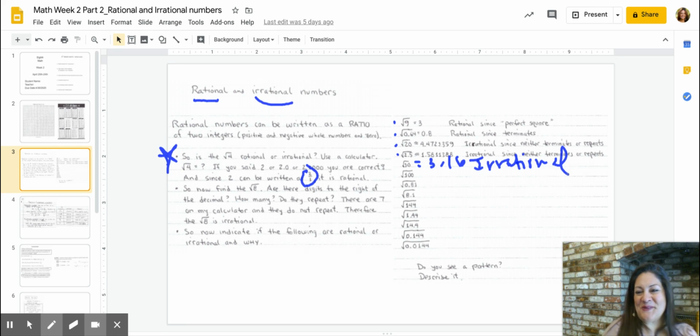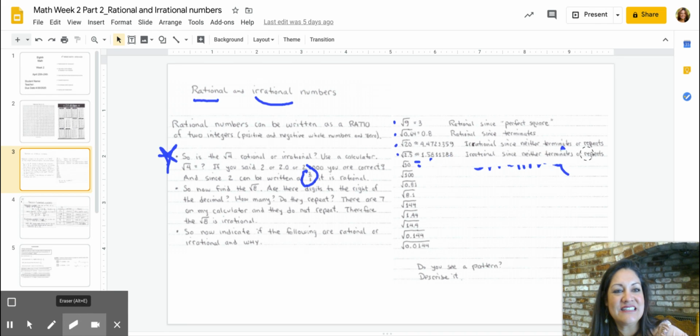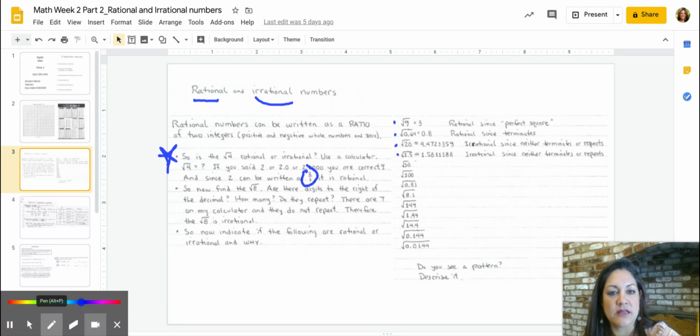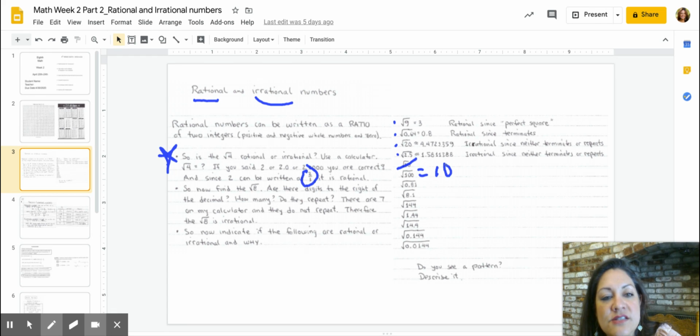That is not legible. All right, so 10, I'm just going to put, let's see if I can put a little I next to it. You know, I'm just going to cross it out. That means irrational. Okay, next one, square root of 100, it's a perfect square. That equals 10. So yes, it is rational.